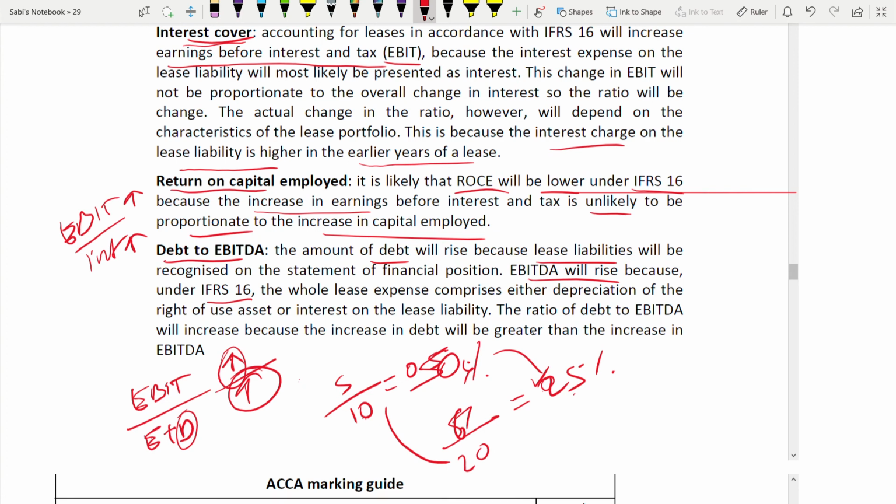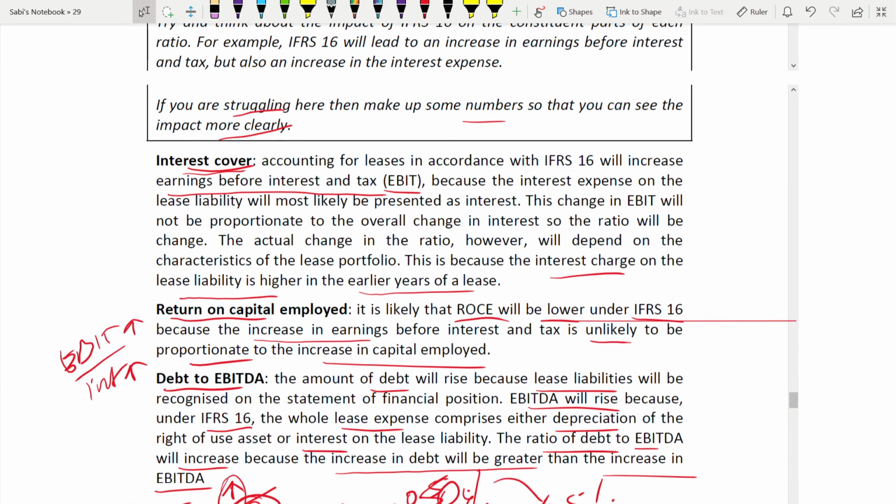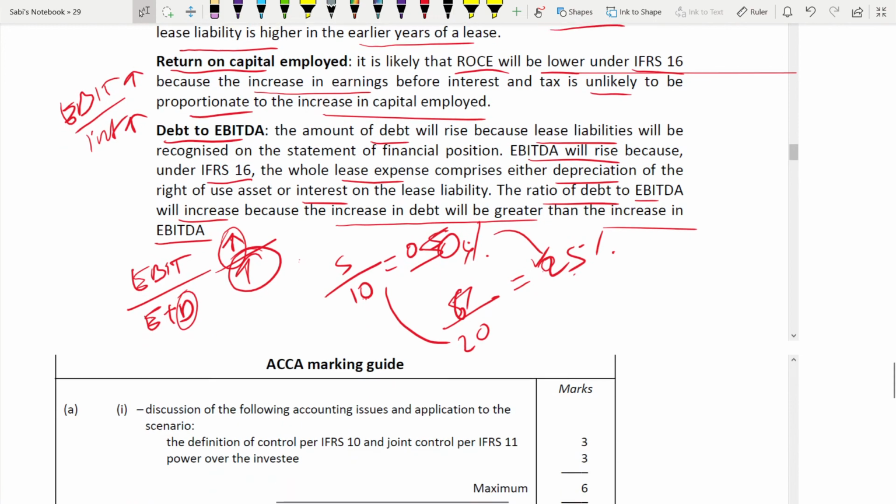And your whole lease expense takes depreciation also and interest also. So that means your ratio of debt to EBITDA will increase, because the increase in debt will be greater than the increase in EBITDA. You see? So here also for interest cover, if it's like that, your interest cover will fall if your EBITDA increase is less than your interest increase. So that's it. We have finished.